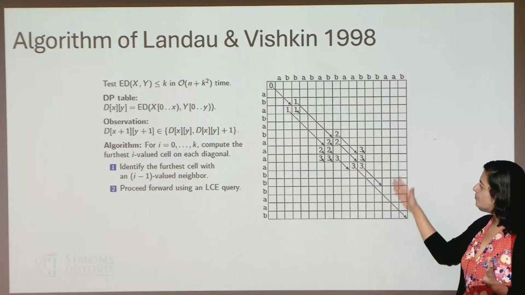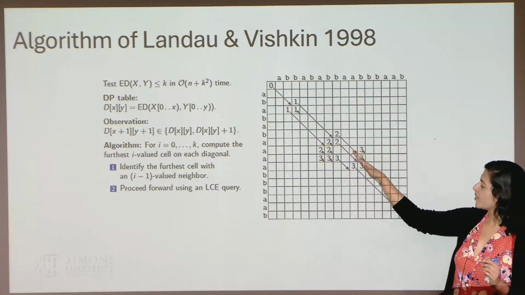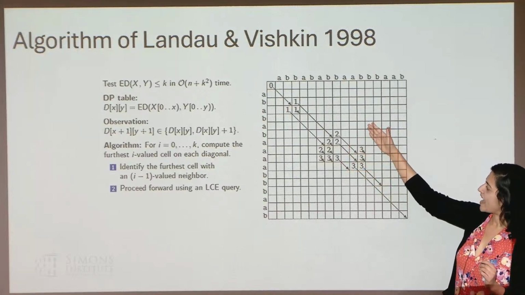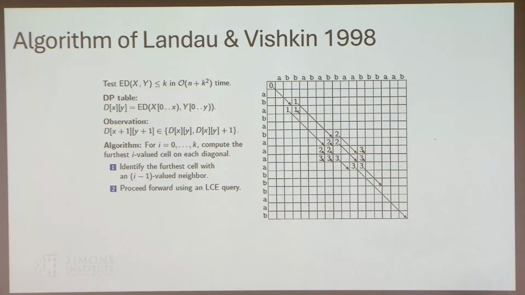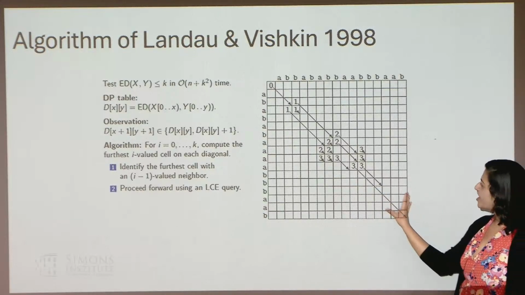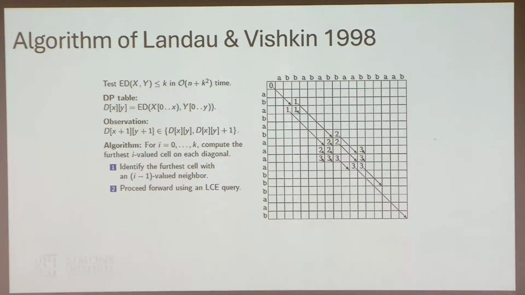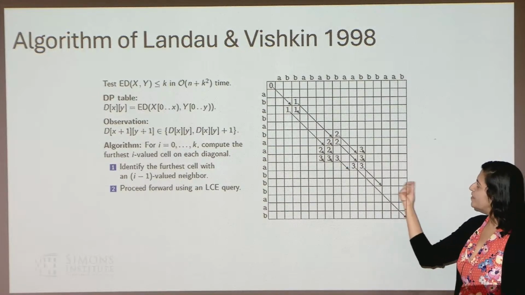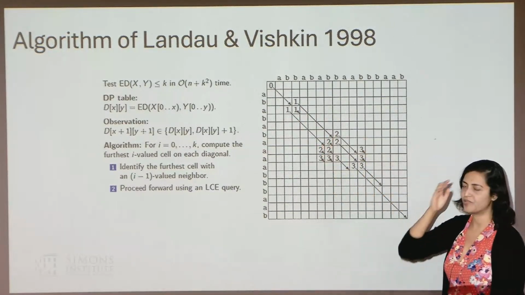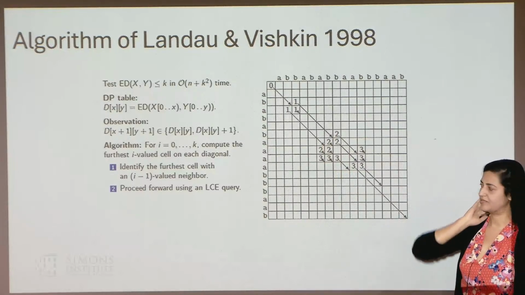So all your computations will be within the K diagonals above and below the main diagonal. Because anything above K diagonals above the main diagonal will have a value greater than K. Similarly, anything below the Kth diagonal will also have a value more than K. So your computation is contained in this band of 2K plus 1 diagonals: the main diagonal, K diagonals on the top, and K diagonals below it. And in each diagonal, you are computing the farthest you can go with a value of 0, 1, up to K.